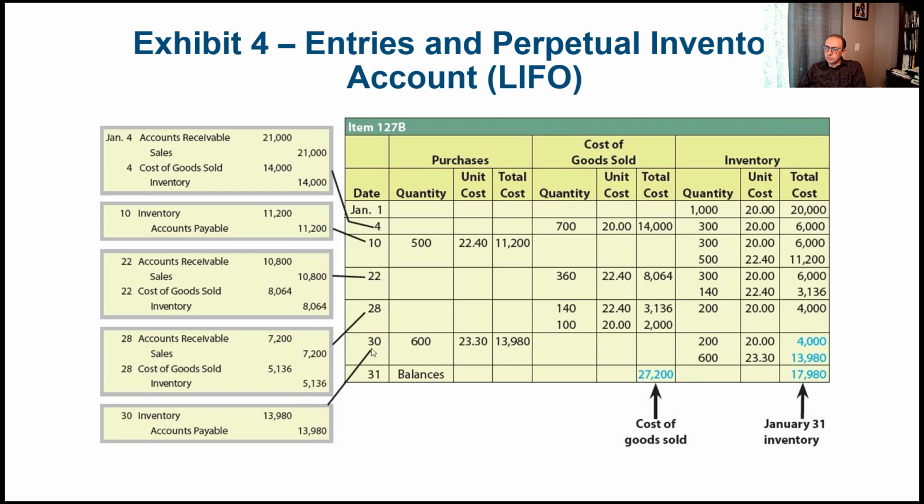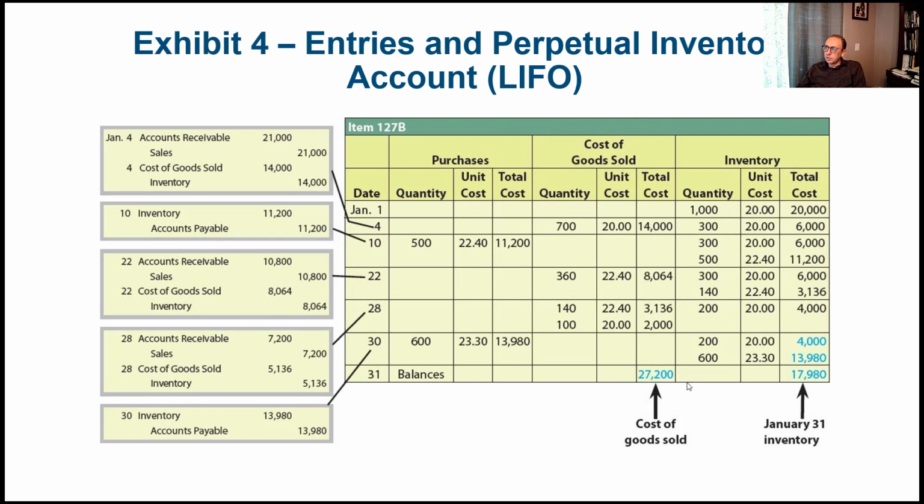Then on the 30th, we purchased 600 units at 23.30 for a total of 13,980. So now we have two batches, the original 200 at 20 and 600 at 23.30. So these are the total cost. To calculate the cost of goods sold, we add up this whole column, 27,200. To calculate the inventory, we just take the total in the last transaction, which is the 4,000 and the 13,980.